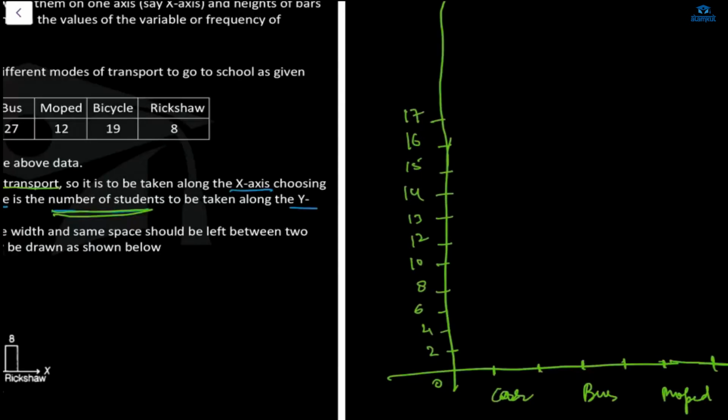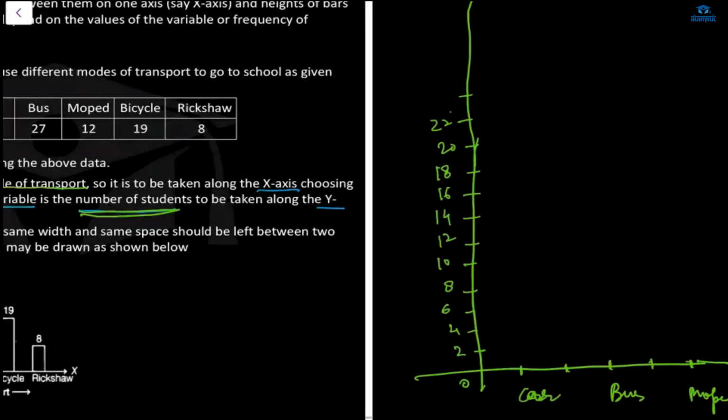So after 12 it will be 14, 16, 18, 20, 22. Till 27 we are having a value, right? So till 28 we are going to go. Okay, 24, 26, 27, 28, and then 30.